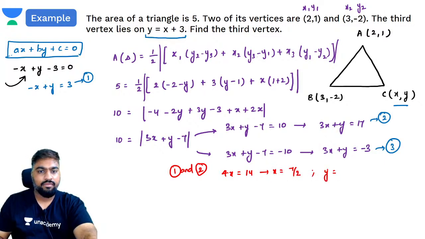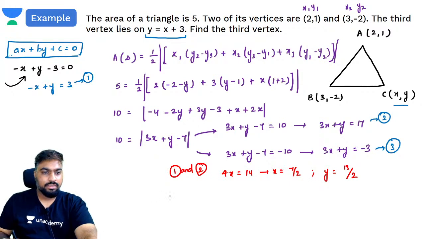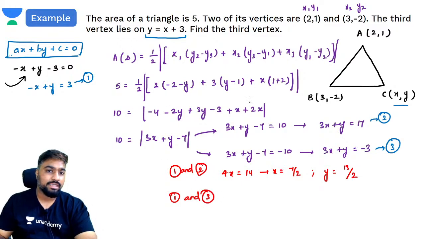y का क्या हो जाएगा? If x is 7/2, which is 3.5, if it goes there it becomes 6.5 which is 13/2. This is one coordinate. Now solve 1 and 3. फिर आपको दूसरा कोऑर्डिनेट मिलेगा. दो कोऑर्डिनेट्स होंगे यहाँ पे क्योंकि मॉडुलस है.